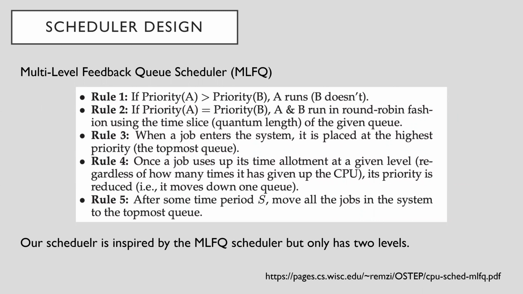At first, we would like to introduce how the MFQ scheduler works. As you can see, there are 5 rules for the MFQ scheduler. Rules 1 and 2 reveal it is a round-robin-like scheduler but favors jobs with higher priority. Rule 3 says a job is placed at the topmost queue initially, no matter its priority. Rule 4 is to differentiate CPU-bound jobs from IO-bound jobs. The final rule is used to avoid starvation.